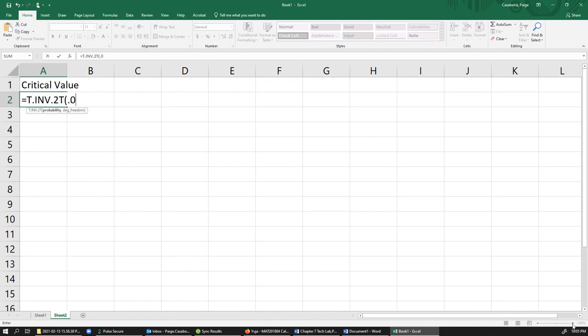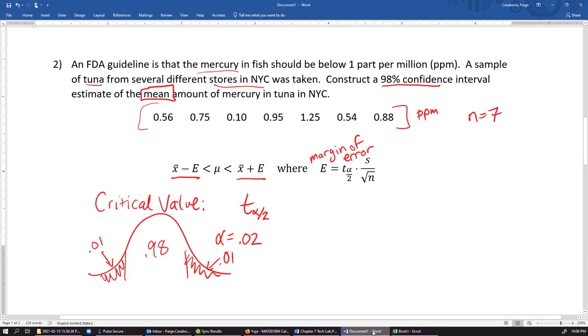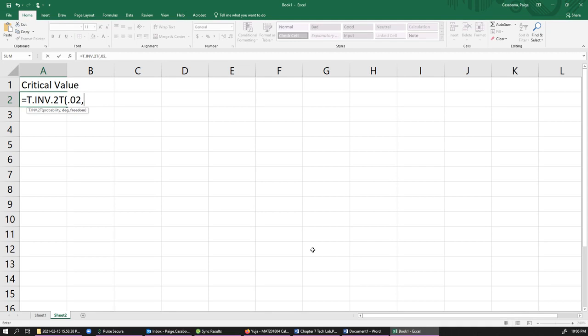And because it's using two tails, I'm actually just going to put in my alpha value rather than the area in a single tail. This is the area in both tails together. And I also need the degrees of freedom. Degrees of freedom for these problems is n minus 1. So n in this case is 7. So this is going to be 6. And here is my critical value.